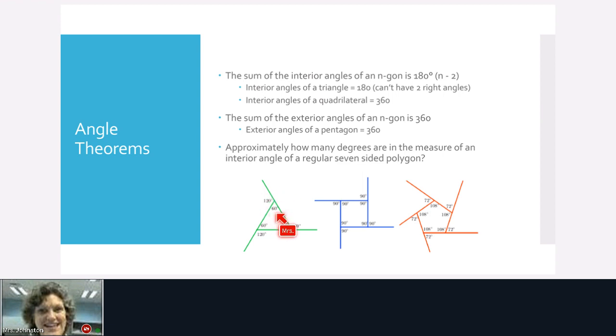You'll notice that in each of these three examples and in every polygon, the sum of the exterior angles of any polygon is going to be 360. So they're pretty big if you look at the ones outside a triangle. This is a regular triangle, and each of the exterior angles is 120. There are only 3 of them, and they add up to 360.